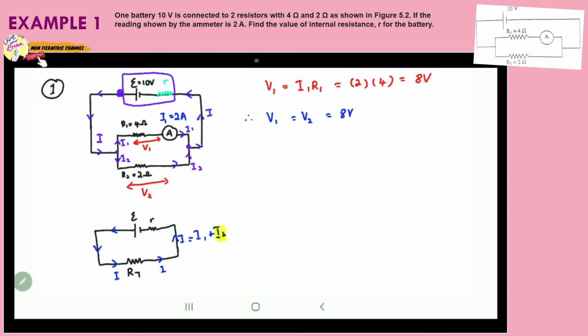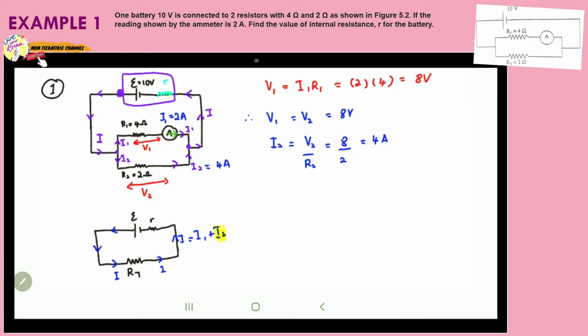So from V2, we can find I2, where I2 is equal to V2 over R2, where V2 is 8 volt over R2 is 2 ohm, and I2 is 4 ampere. So now we can write here I2 is 4 ampere.